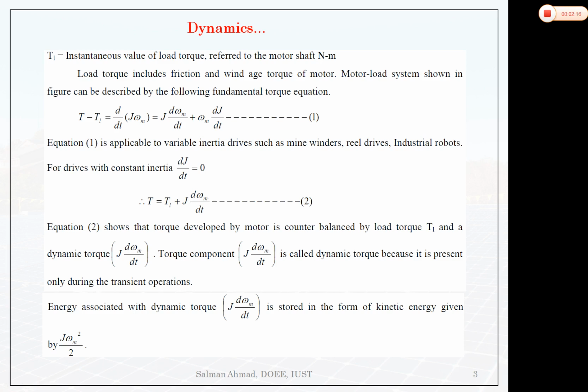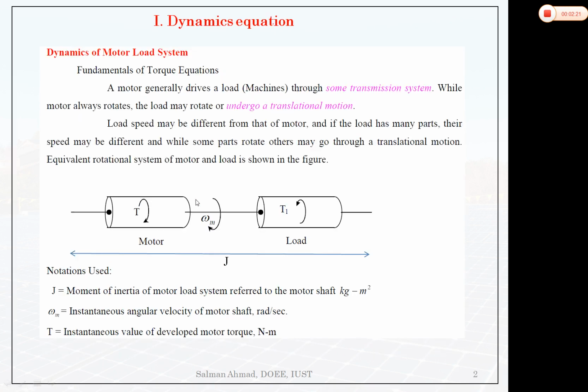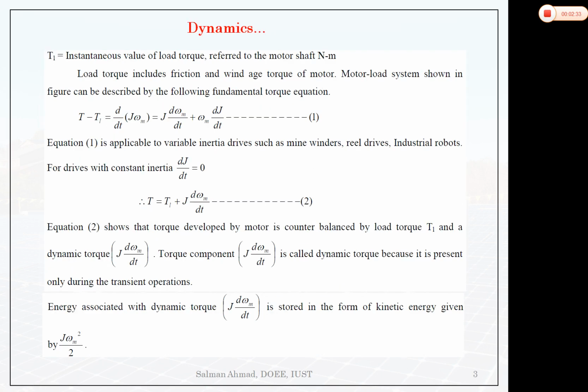Now what will be the dynamic equation of the rotating system? It will be T minus TL. You can see T is in this direction, TL is in the opposite direction. So the net torque will be T minus TL, and that will be d/dt of J omega m, the change of angular momentum. Like in Newton's second law, the net force will be equal to the change of momentum. That is mv there, but here it is a rotational system, so here we are using J omega m.